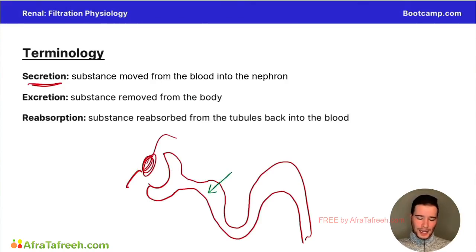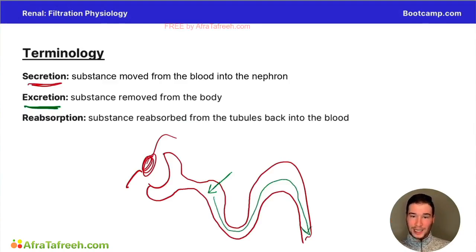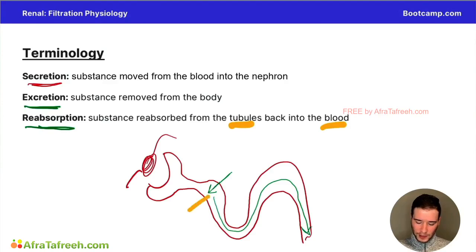If we say something is excreted, we're talking about it actually leaving the body. So something excreted is in the nephron, goes in the tubules, collecting duct, and ultimately it's excreted from the body as urine. And finally, when we talk about reabsorption, we're talking about something that's going from the tubules back into the blood. So now we have stuff that's leaving the tubule into the blood. So notice secretion is from blood to the tubules, and reabsorption is from tubules back to the blood. Excretion is leaving the body altogether.